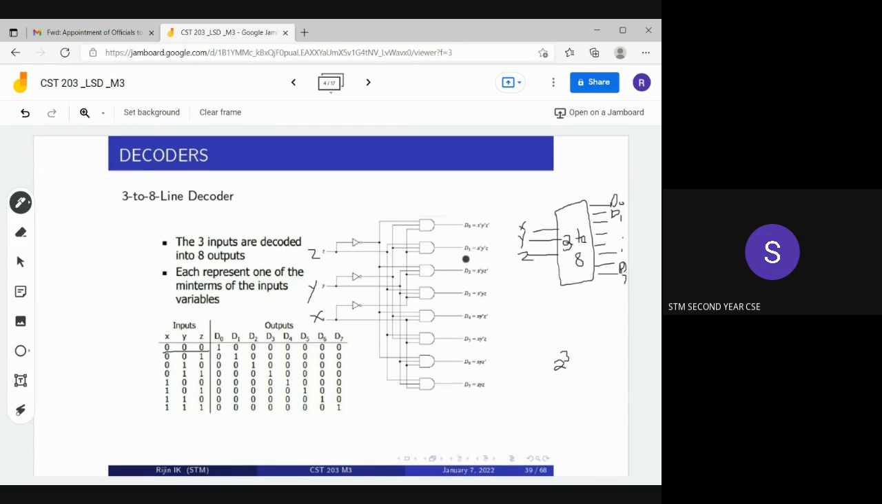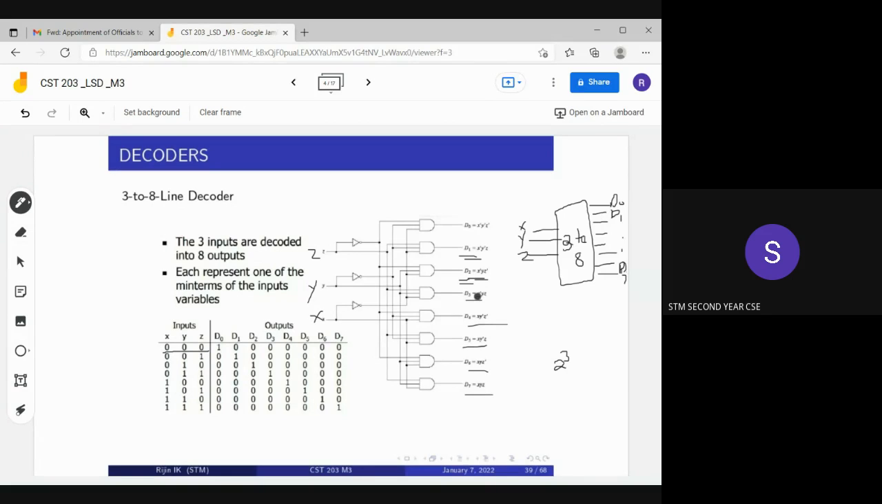Similarly, you can draw D1. The value of D1 is X dash, Y dash, Z. So similarly, you can draw D1 and D2. What is D2? D2 means X dash Y Z dash. So you can draw D2 with X dash Y Z dash. Then similarly, you can draw D3, D4, D5, D6, and D7. Okay, so this is the logic circuit for a 3 to 8 line decoder.